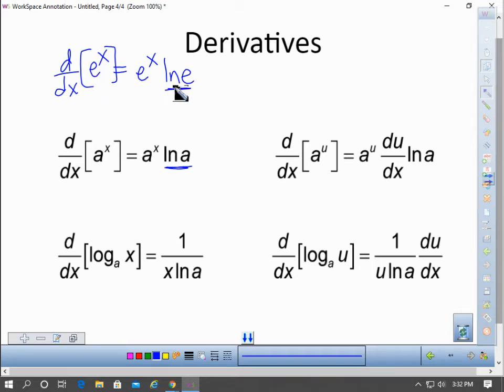But this would get really boring and tiring because the natural log of e equals 1. So this part's not necessary. That's why the derivative of e to the x is just e to the x and not times natural log of e, because that equals 1. But if you change the base and you do the derivative of a to the x, its derivative is a to the x times the natural log of a, and this value is not going to be 1.